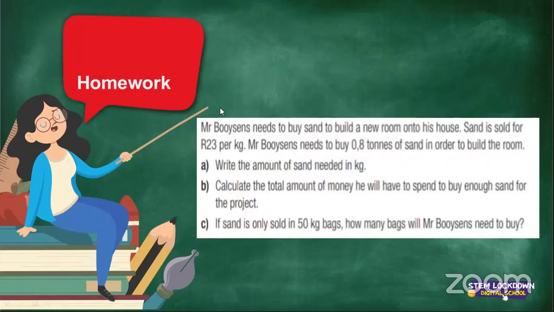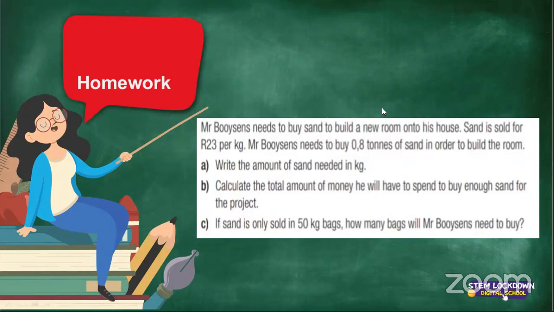Mr. Poisons needs to buy sand to build a new room onto his house. Sand is sold for 23 rands per kilogram. Mr. Poisons needs to buy 0.8 tons of sand in order to build the room. So because I told you this was homework, I'll just move quickly through it. We need to write the amount of sand needed in kilograms.